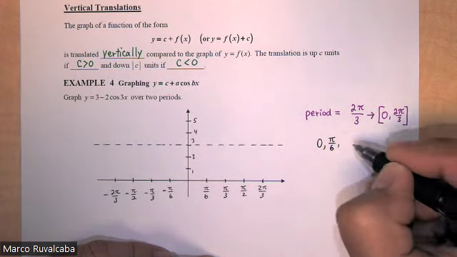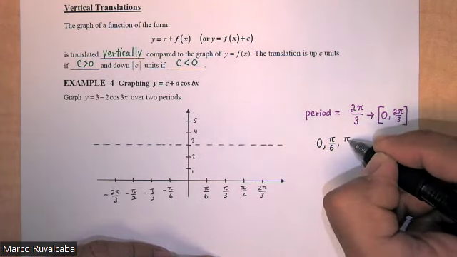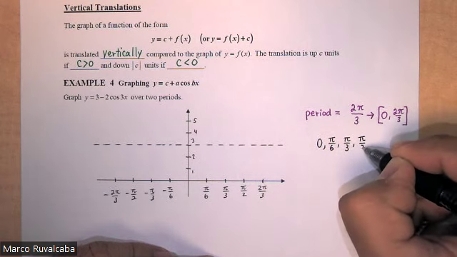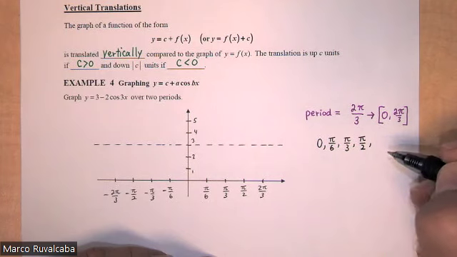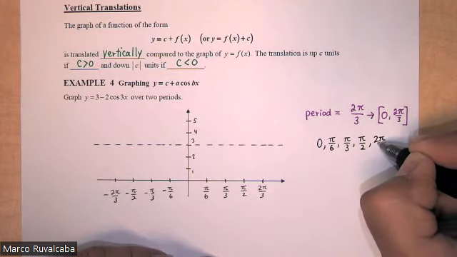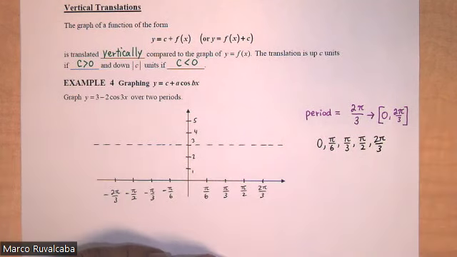And then you add pi 6 to that. That'll give you pi thirds. And then add pi 6 to that. That'll give you pi halves. And then add pi 6 to that, and you're going to get 2 pi thirds, the last one.